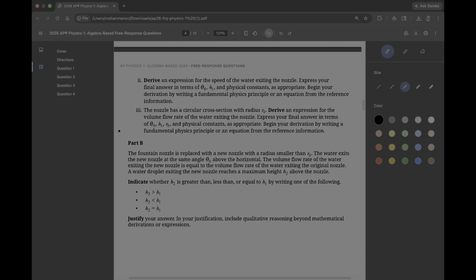All right. Part 3 asks, the nozzle has a circular cross section with the radius r initial. Derive an expression for the volume flow rate of the water exiting the nozzle. Express your final answer in terms of theta, height, radius and physical constants. Okay. So this is a flow rate question. Interesting. So College Board, this is like a mix of kinematics and unit A. So interesting. Let's derive. All right.